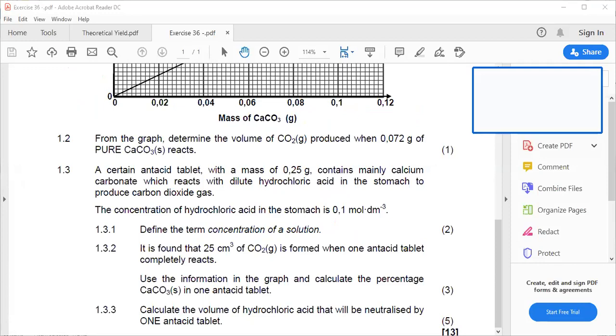What are we looking for? We're looking for the volume of acid. What do we know about the acid? About the acid, we know its concentration is 0.1 mole per cubic decimeter. Are we together? All right. So let's work it out and see. I'm going to go back to my whiteboard.